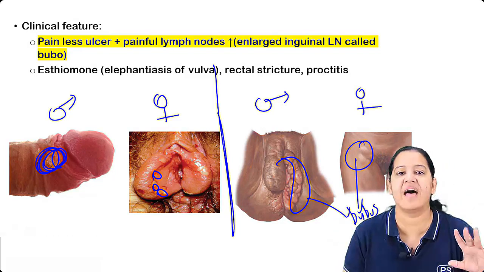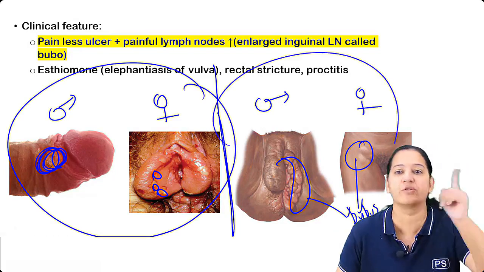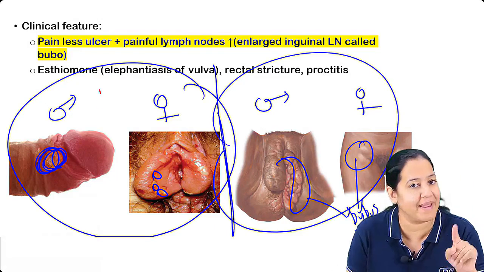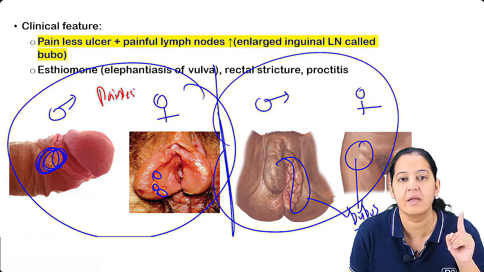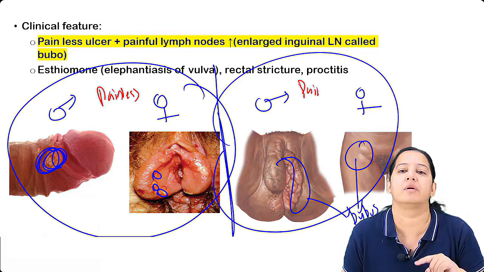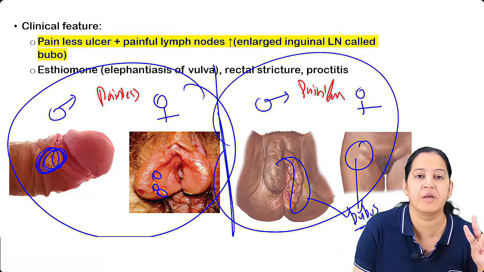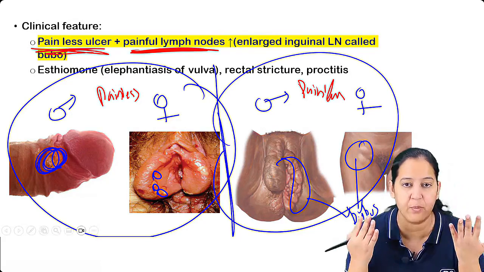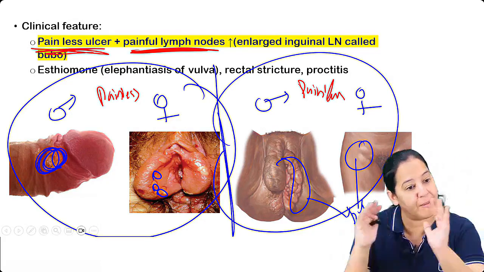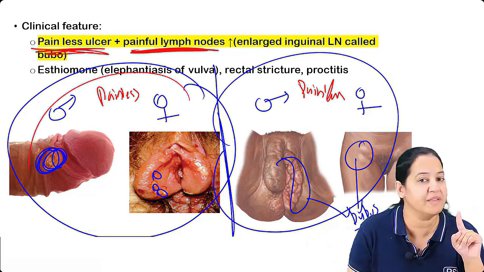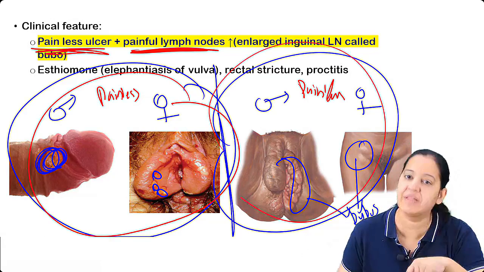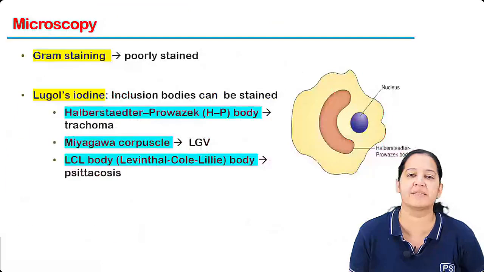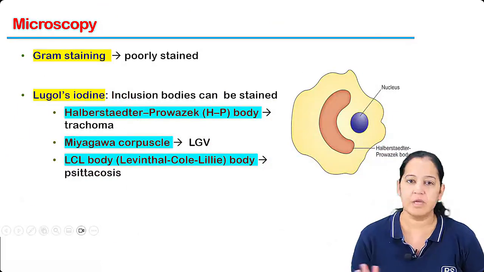The point is that the ulcer is painless, the lymph nodes are painful. Very unique. There is no pain in the ulcer, and the lymph nodes are painful. The deadly combination: painless genital ulcer with painful bubo. Say it once. Painless genital ulcer with painful bubo. The ulcer has no pain, but the bubo has pain. So this combination is LGV. It's typical LGV, the biggest clue given to you.